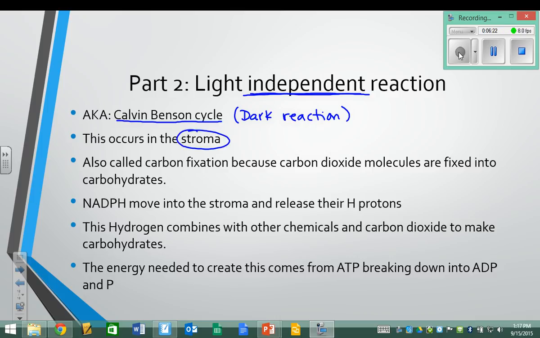In the stroma. So remind yourselves, a chloroplast is an oval with some circles in it. The circles are the thylakoid membranes. The stroma is the fluid that surrounds them. So not on a thylakoid membrane is what we're talking about.